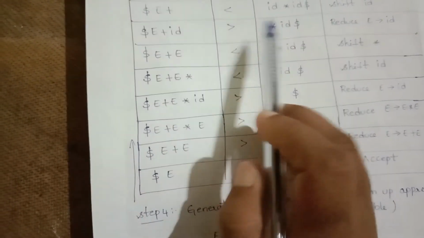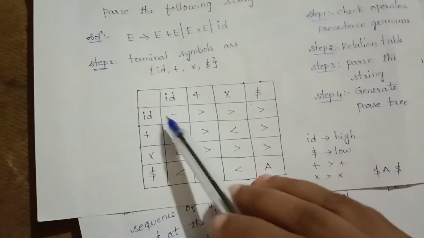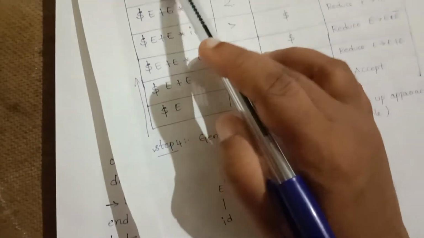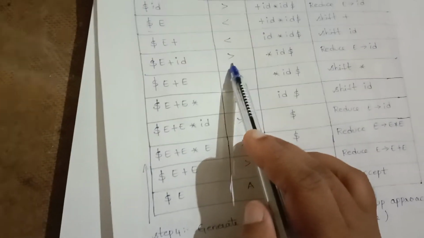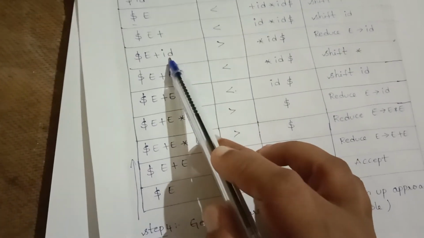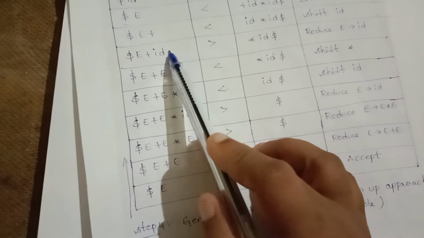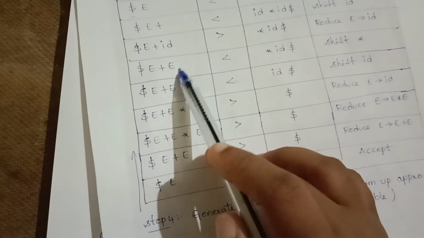Now again ID on star. Check here, ID on star is greater than. So on ID on star, I have put the greater than symbol. So now the reduce operation can be performed by reduce E tends to ID. So ID is being replaced with E.